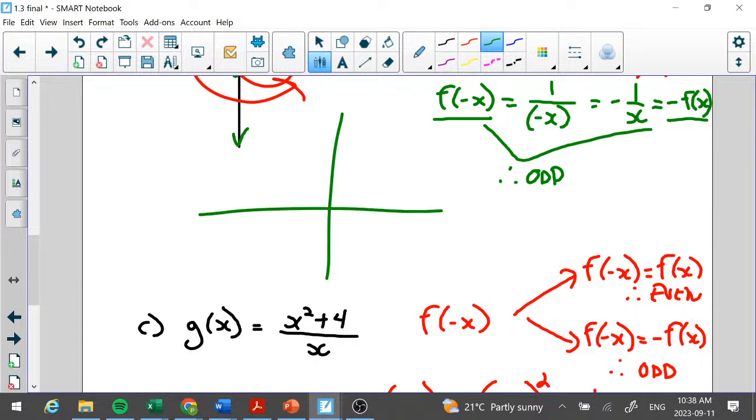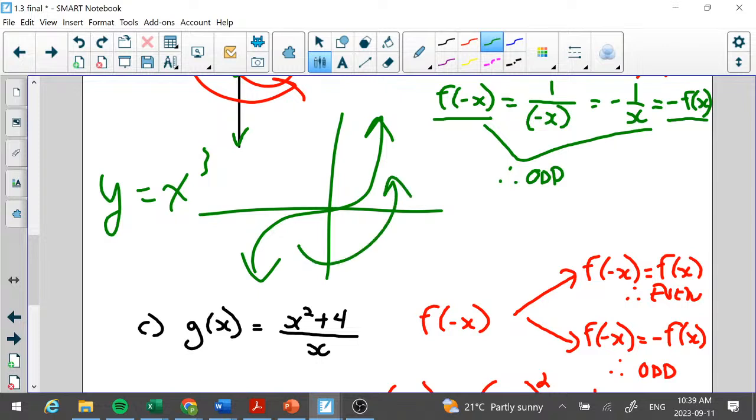And, children, I'm going to show you an example of another one that's odd that we're going to see often. Here's an odd one that you're going to see frequently enough, and I asked you to add it to your parent function list. Do you remember what it was? Close, but this one doesn't repeat. Just one cubic. Okay, so that one's odd. Why? Because you basically just rotated it 180 degrees about the origin.